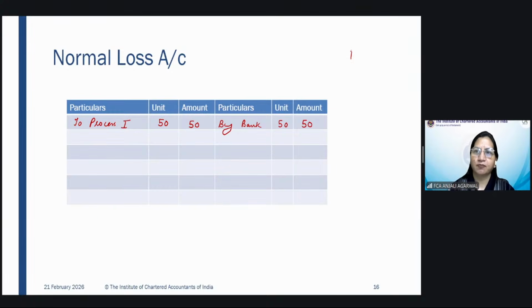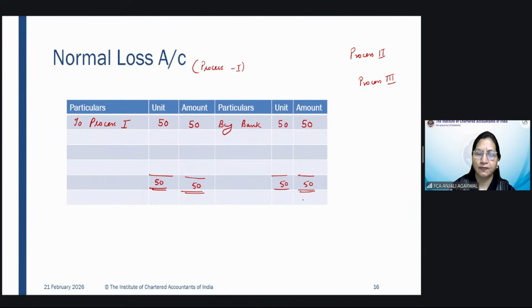If you have process 2, process 3, process 4, you can prepare one normal loss account for all the processes together, or you can also prepare a separate normal loss account, like the normal loss account of process 1. You can see the totals will still match. Units will match with units, amount will always match with amount. Got it?